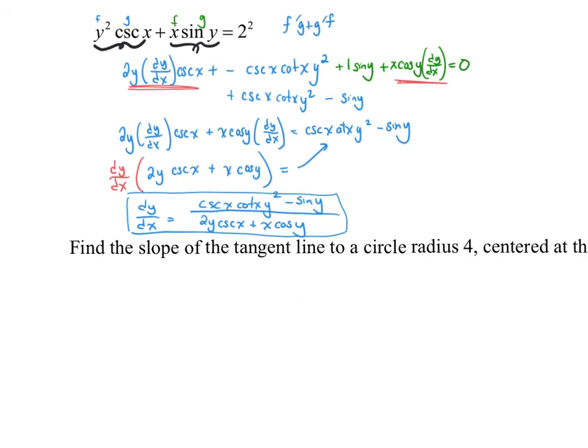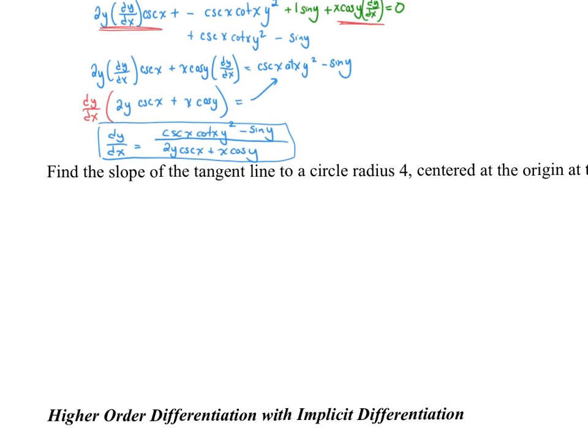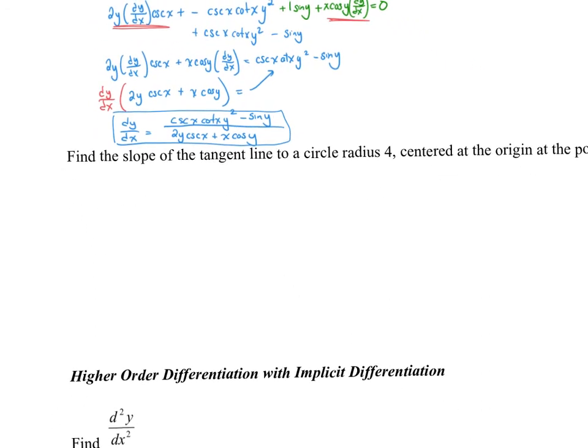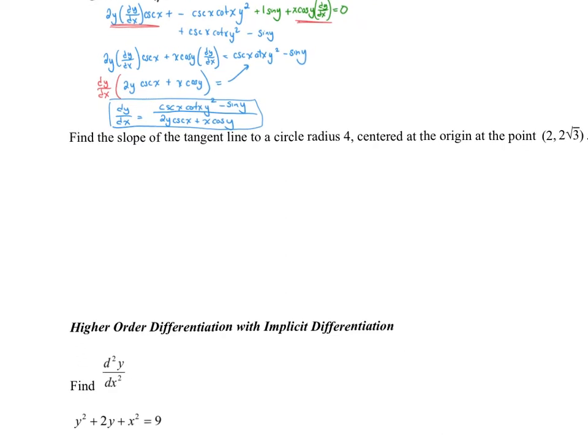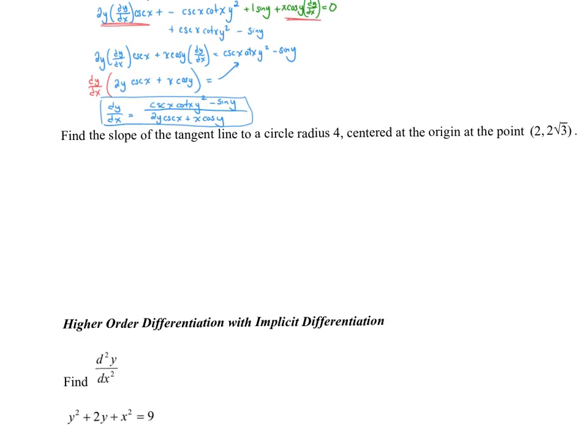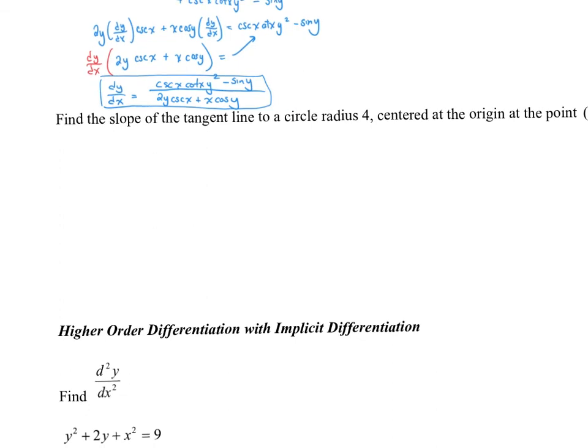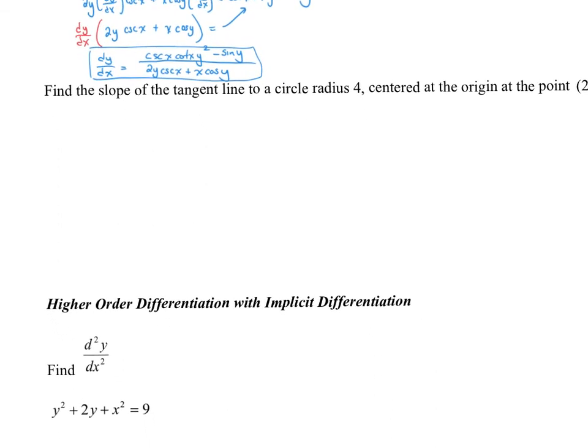All right, let's look at another example. It says, find the slope of the tangent line to a circle of radius 4, centered at the origin, at the point (2, 2 radical 3). So we have to kind of remember a little bit of our algebra. Any circle centered at the origin is always x squared plus y squared equals the radius squared. And so in this case, that would be 4 squared.